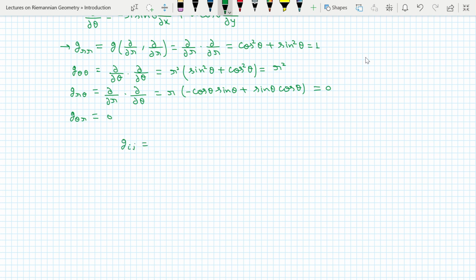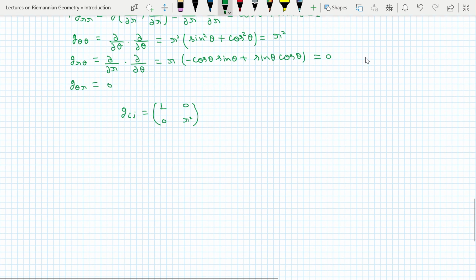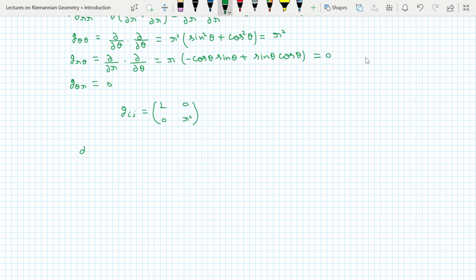So in the case of polar coordinates, the matrix of the Riemannian metric components is [[1, 0], [0, r²]]. The diagonal elements are g_rr and g_θθ, which are 1 and r², and the off-diagonal elements are 0. So now, how do you find the line element?